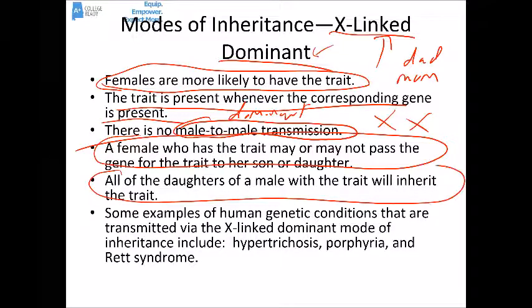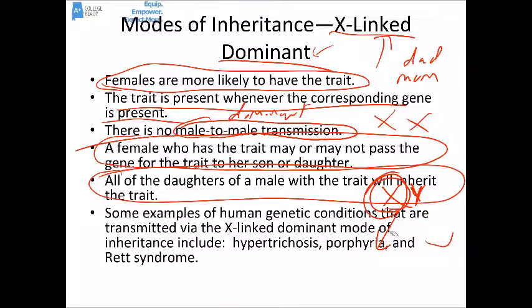All daughters of a male who has the trait are going to inherit it. And that's because a male, his X chromosome is affected. And his daughter is always going to get an X from him. His sons are going to get a Y. So whatever's on this X chromosome, his daughter gets.